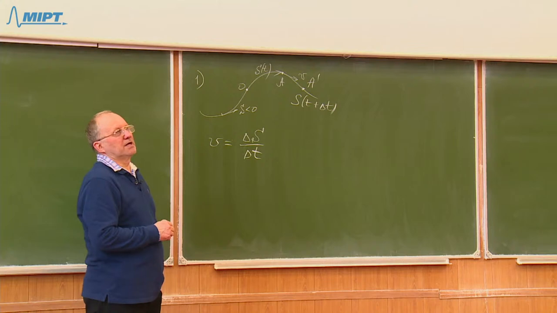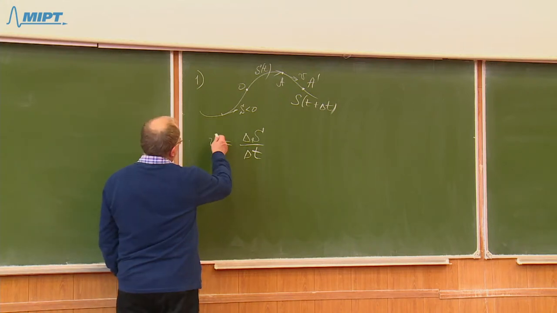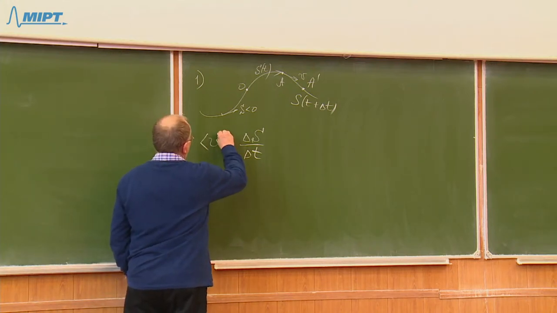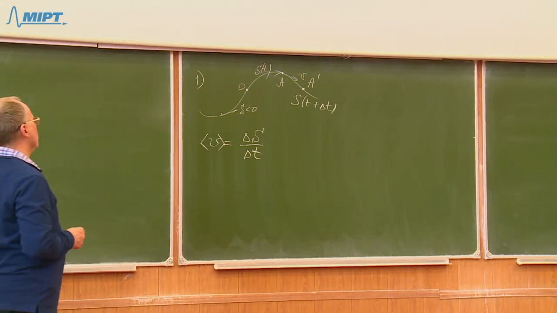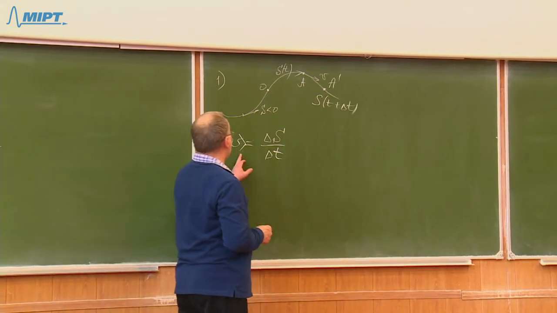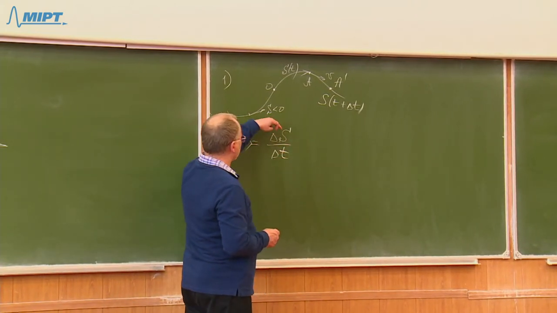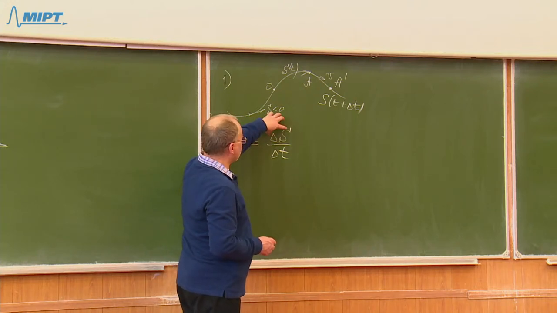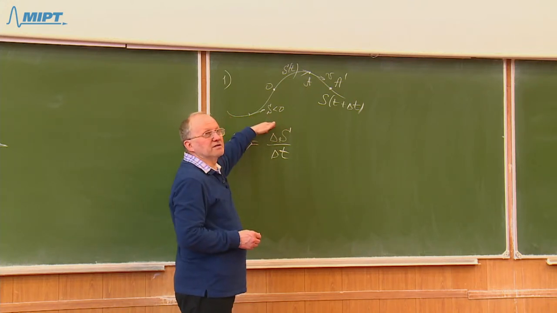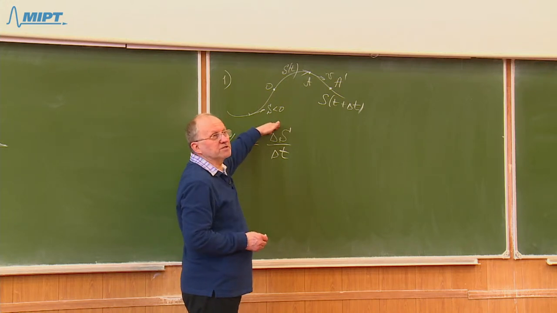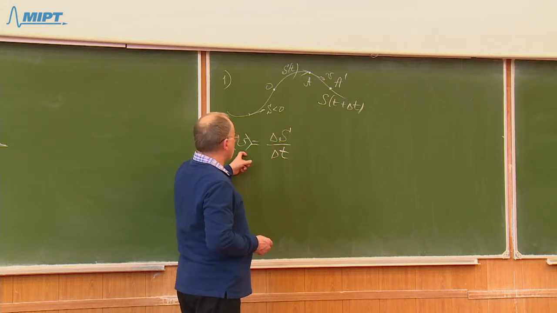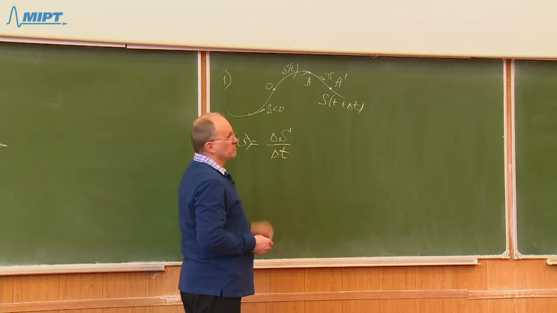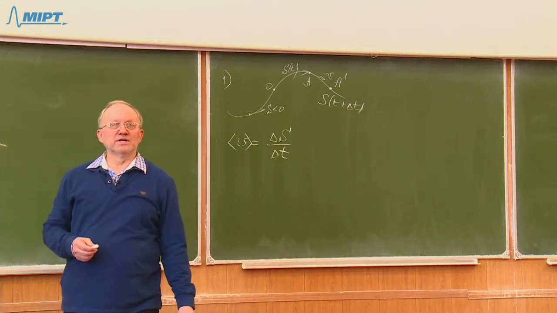Average velocity is denoted by such brackets. Average velocity of the motor vehicle on some displacement. Delta S may be any length. It may be 100 kilometers. It may be 15 kilometers, whatever distance you choose. At any distance, you may find the average velocity if you divide distance by the appropriate time interval.